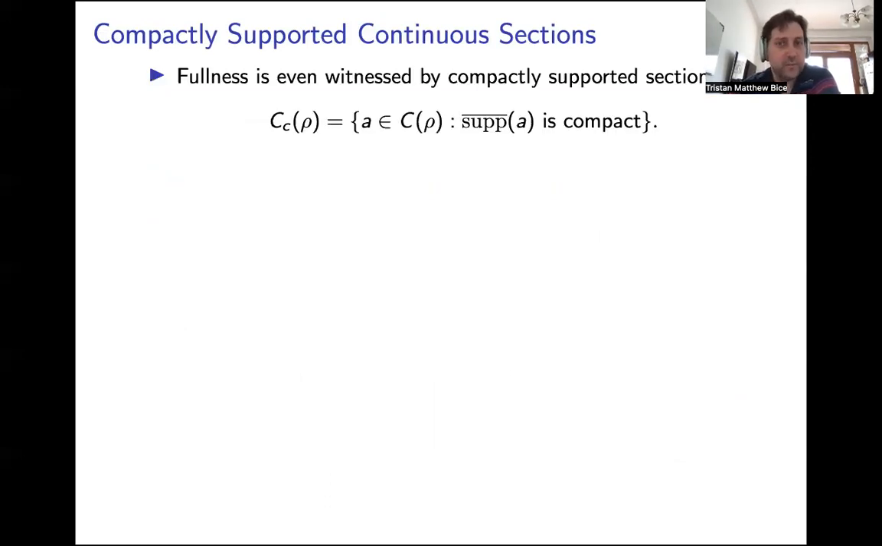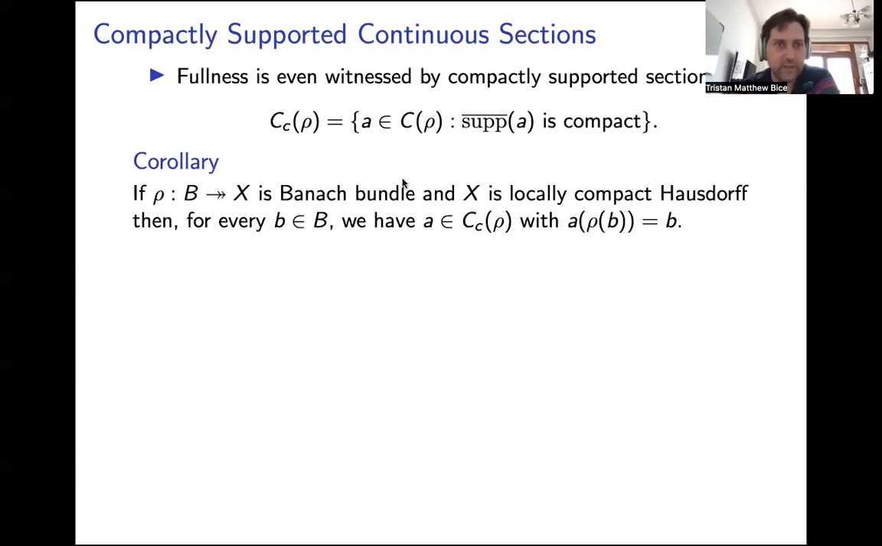Okie dokie. I guess before moving on again, I want to make a brief note about compactly supported sections. So these were important before, remember, when we were defining the reduced groupoid C-star algebra. So they're also important here. We say a continuous section is compactly supported if the closure of its support is compact, at least assuming the base space is Hausdorff, which I will do.